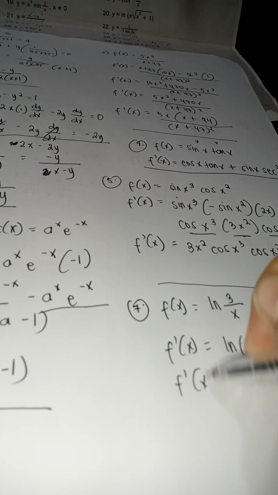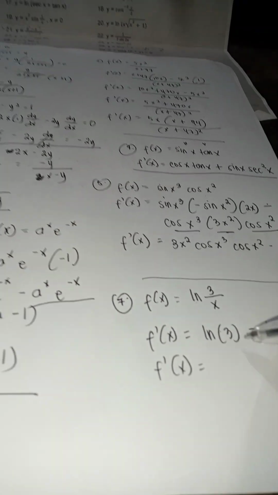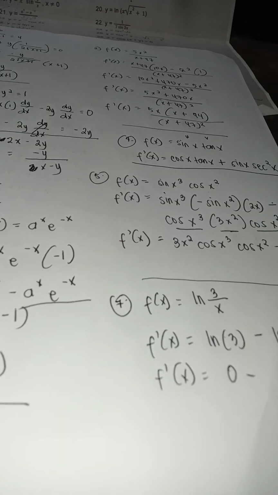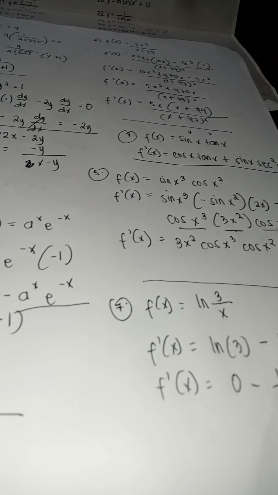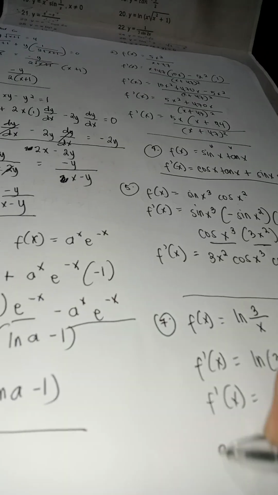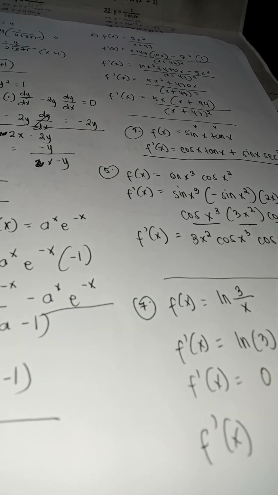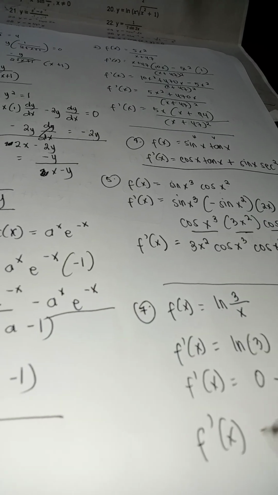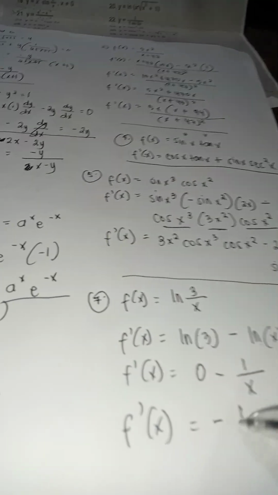So f prime x, the derivative of ln 3 is 0 since it is a constant, minus the derivative of ln x, which is 1 over x. Okay, so f prime x, 0 minus 1 over x, the remaining is negative 1 over x. So this is our final answer. So let's proceed with number 8. We have here the problem 8.